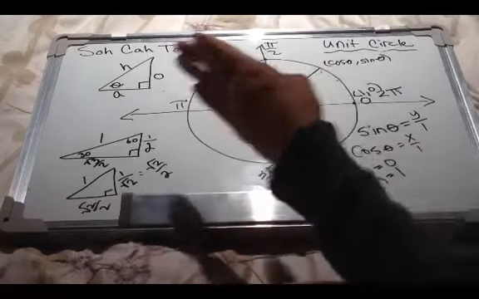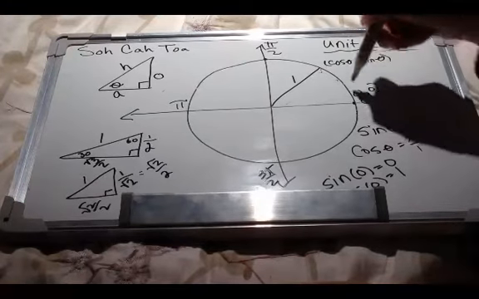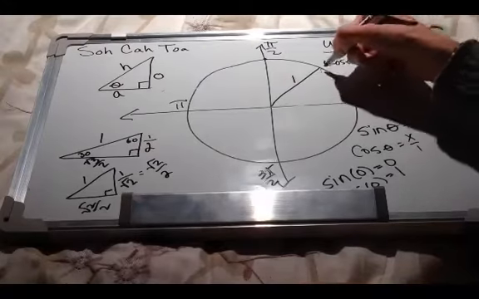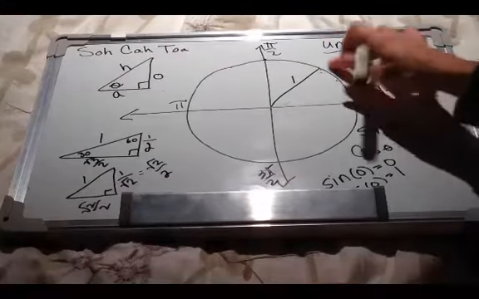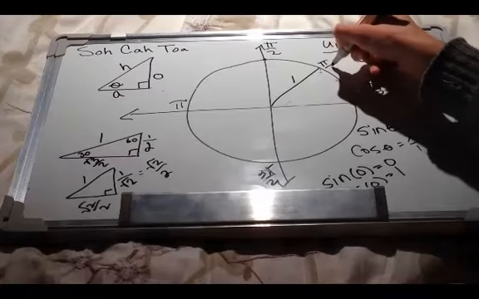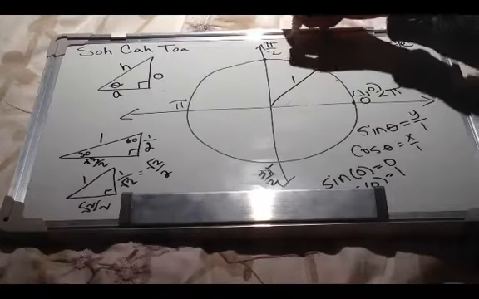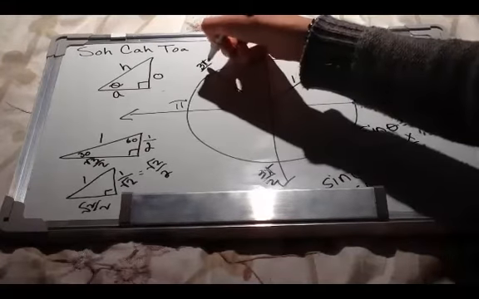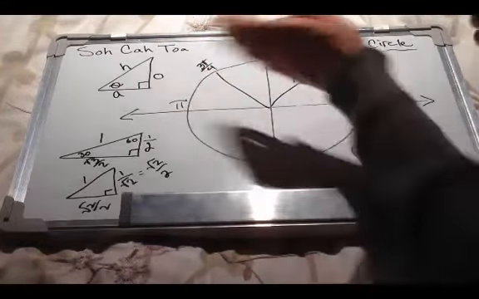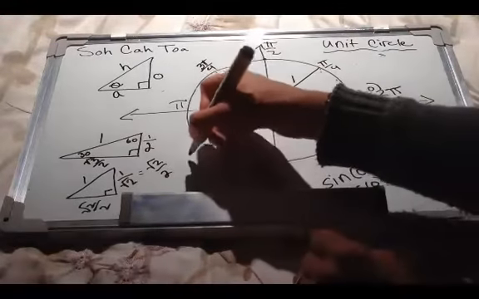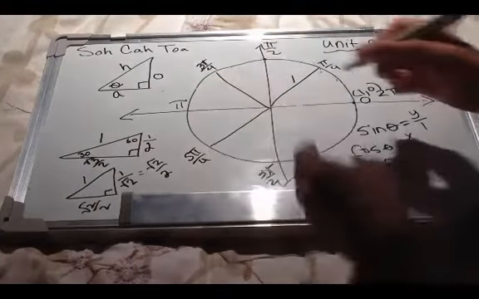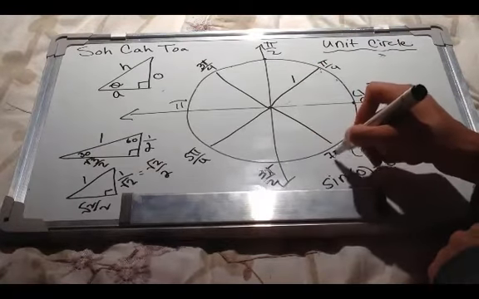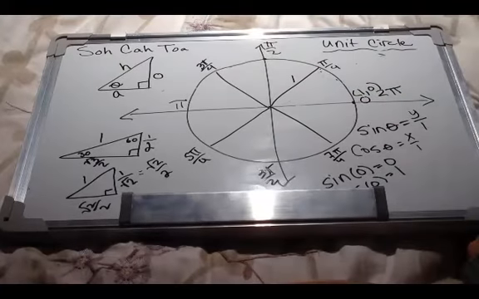Okay? So if I start off here and divide everything into quarters, if this whole thing is pi and I break it into fourths, this becomes, let me erase this, pi over 4, 2 pi over 4, or pi over 2, 3 pi over 4, 4 pi over 4, 5 pi over 4, 6 pi over 4, 7 pi over 4, and then of course 8 pi over 4.